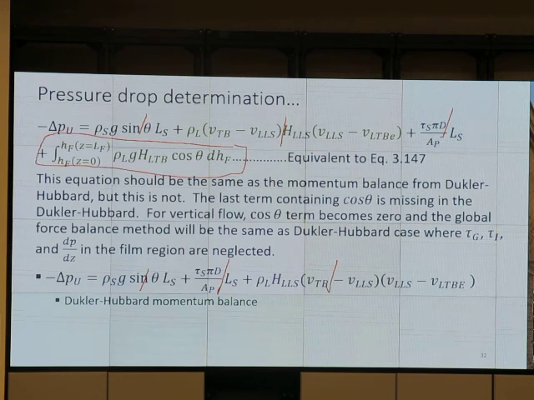What is that extra term? It has something to do with cosine theta on the height, right? The change of the film height. If the film height is the same everywhere, we don't have that term. Is it cosine theta? No, I'm sorry. So it has something to do with the film height, dHF.